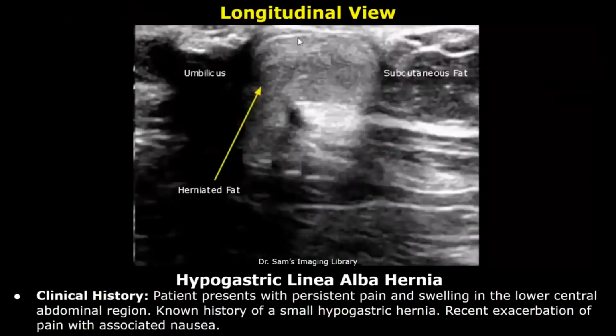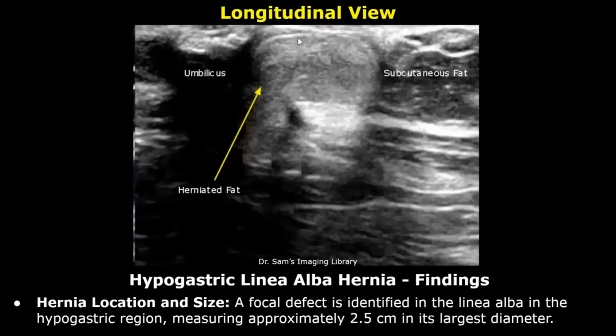Now we have a case of hypogastric linea alba hernia. Clinical history: patient presents with persistent pain and swelling in the lower central abdominal region. Known history of a small hypogastric hernia. Recent exacerbation of pain with associated nausea. These are the findings: hernia location and size. A focal defect is identified in the linea alba in the hypogastric region, measuring approximately 2.5 centimeters in its largest diameter.